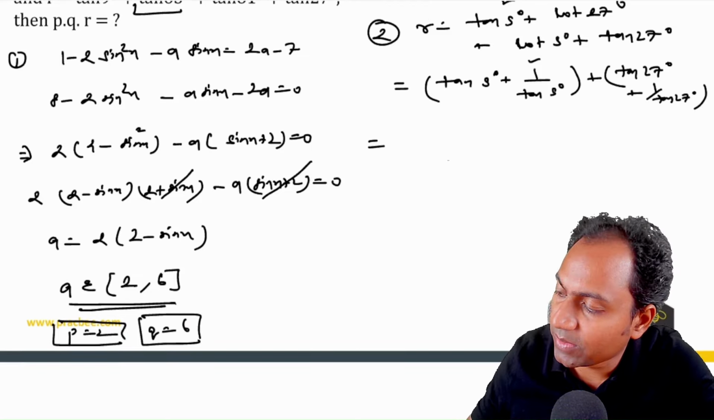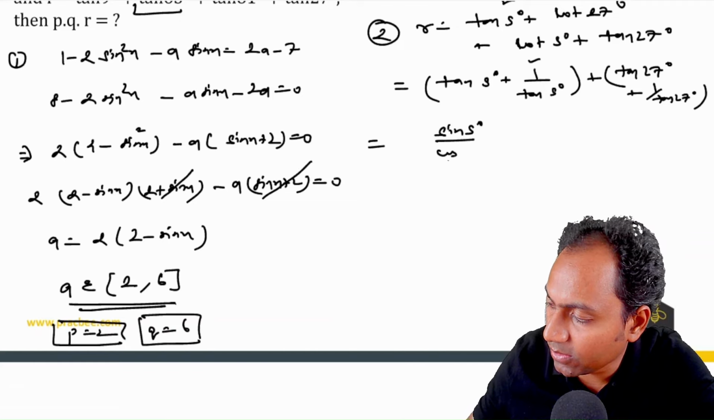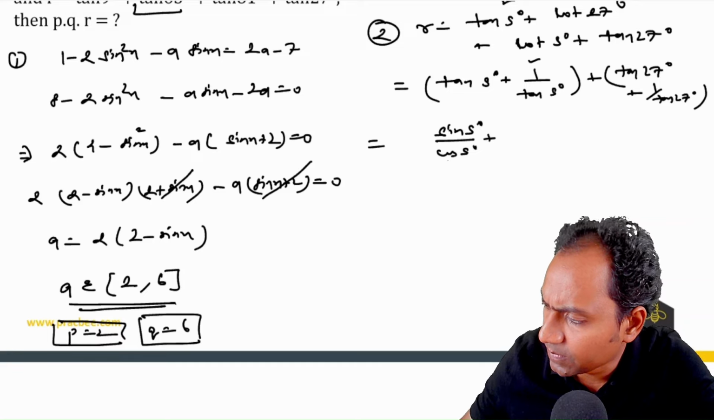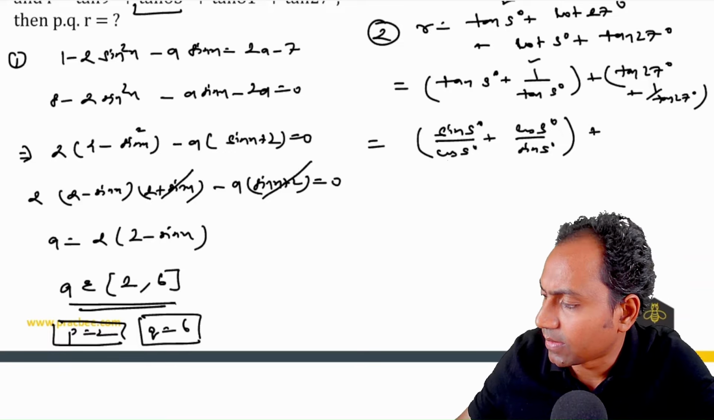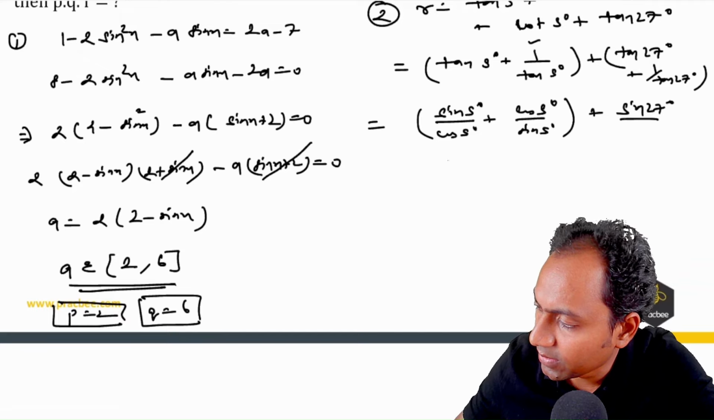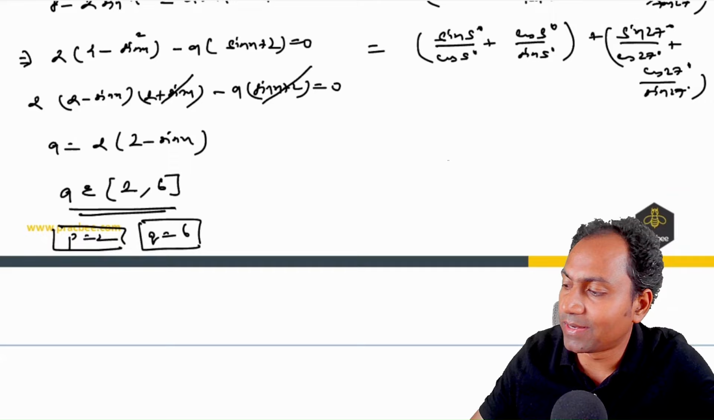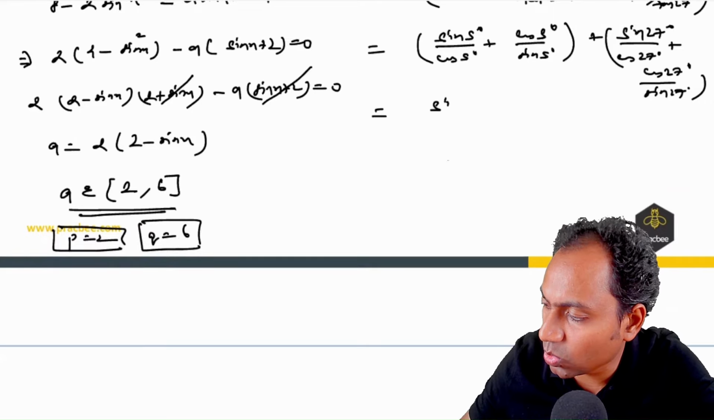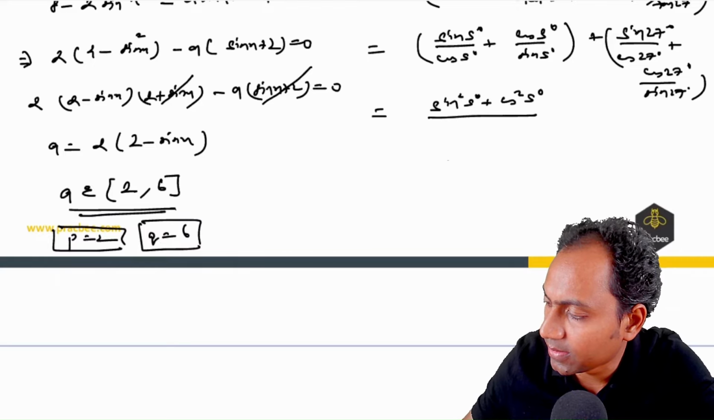Now this can be further simplified because tan can be written as sine by cos. So this is sine 9 degree by cos 9 degree plus cos 9 degree by sine 9 degree. And finally, it can be written as nothing but sine 27 degree by cos 27 degree plus cos 27 degree by sine 27 degree. If I write it in this manner and simplify, this becomes sine square 9 degree plus cos square 9 degree by sine 9 degree cos 9 degree.